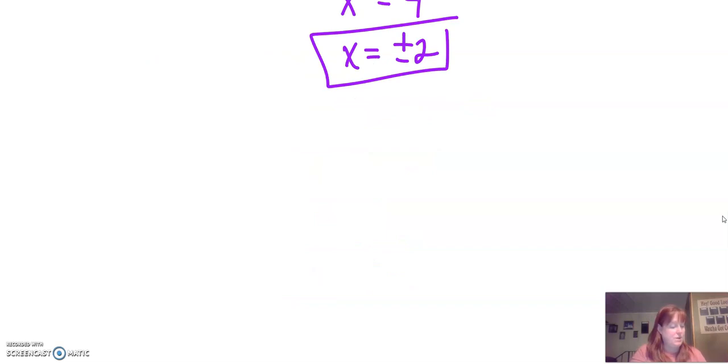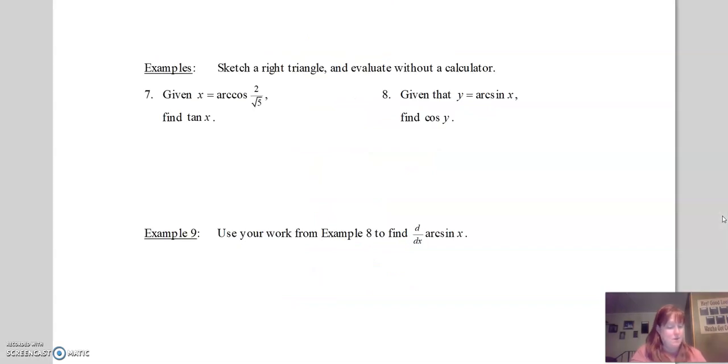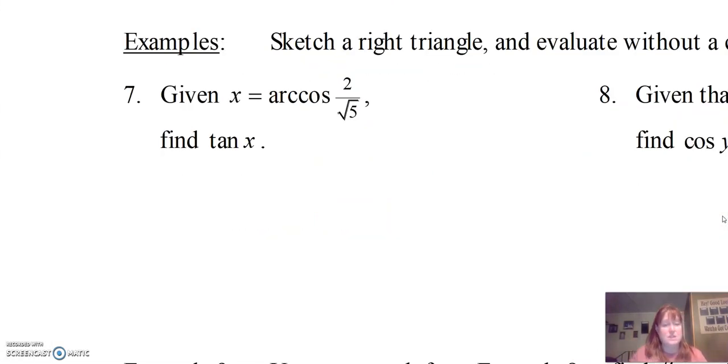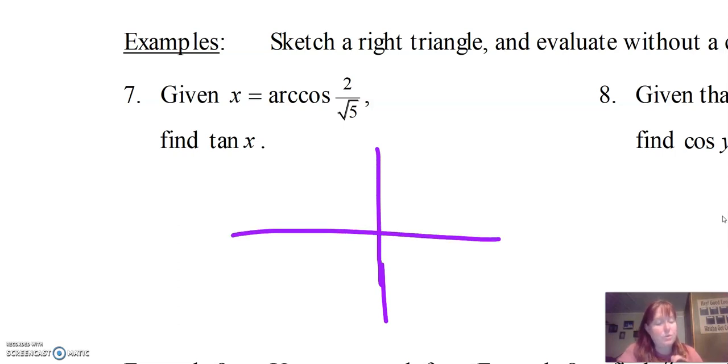All right, last one. We're going to do this one, and then the next one's going to relate to derivatives, so we'll get that on the next video. So given the arc cosine is 2 over root 5, find tangent. Okay, so let's start by drawing a triangle. We say this triangle is going to have a cosine of 2 over root 5.